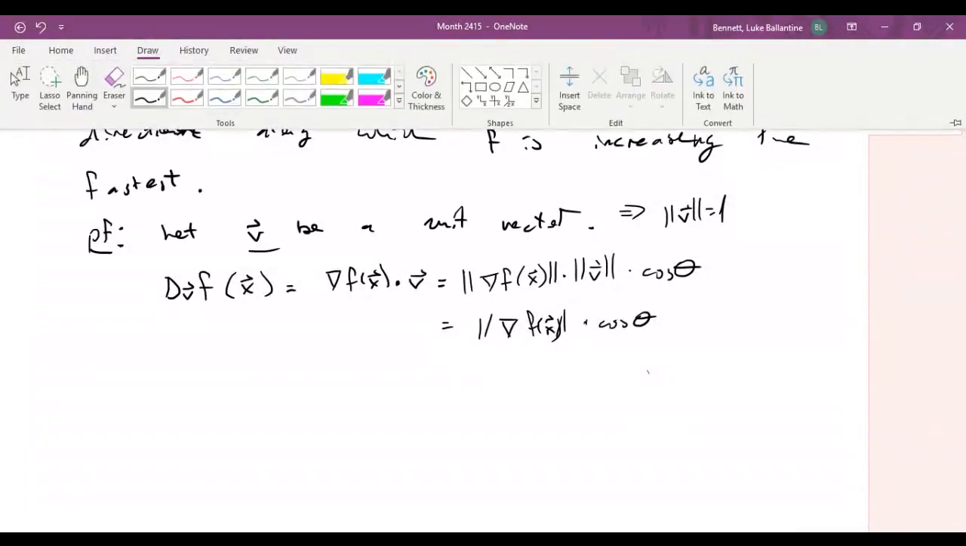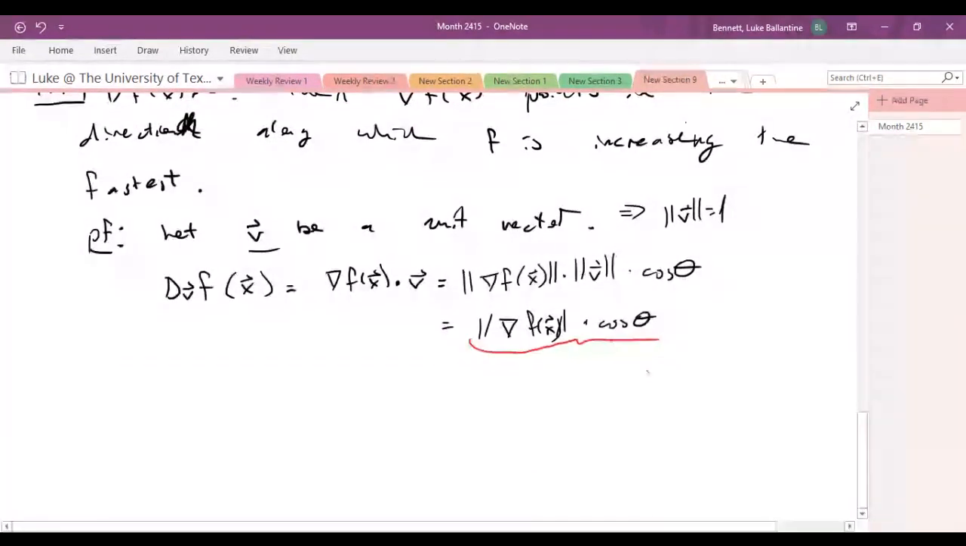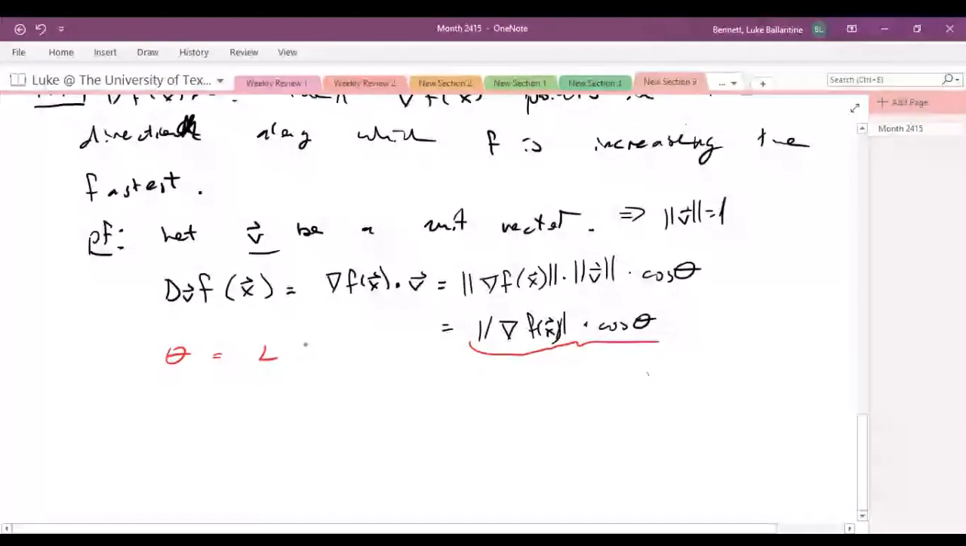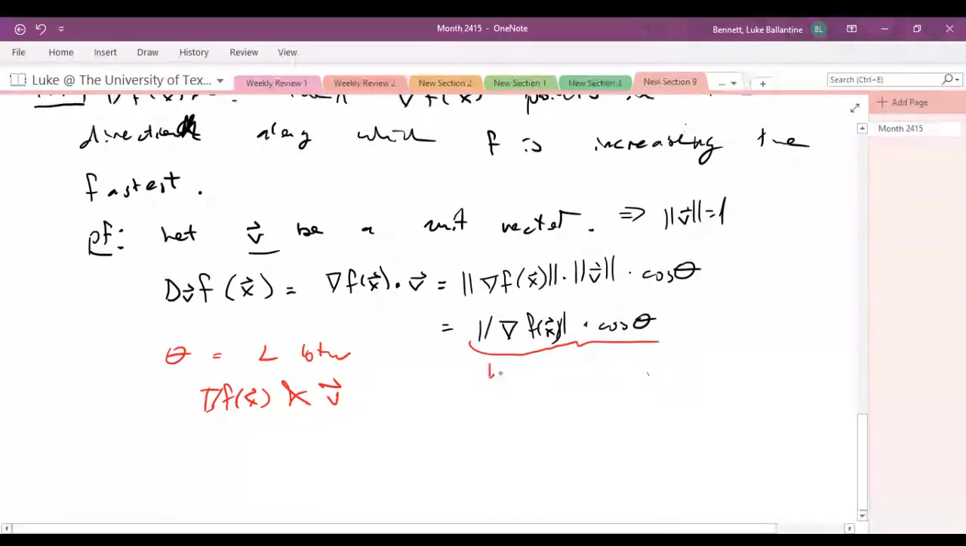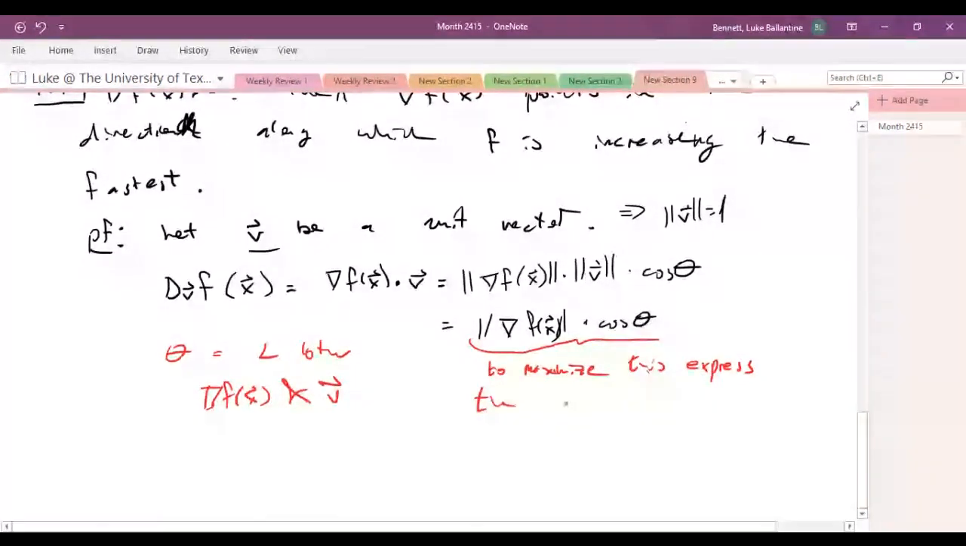Now think about this expression real quick. It depends on theta, right? Suppose x is a fixed point, and theta is the angle between the vector gradient of f at x and vector v. So to maximize this expression, what must the value of theta be?